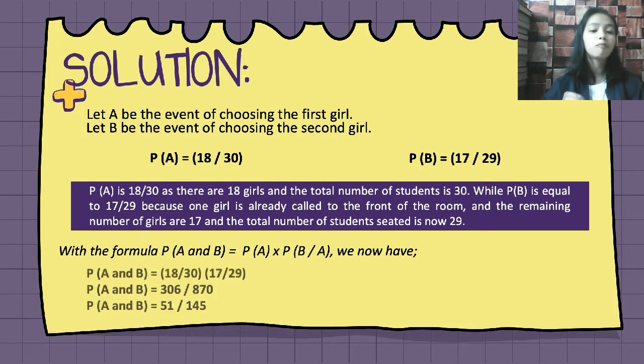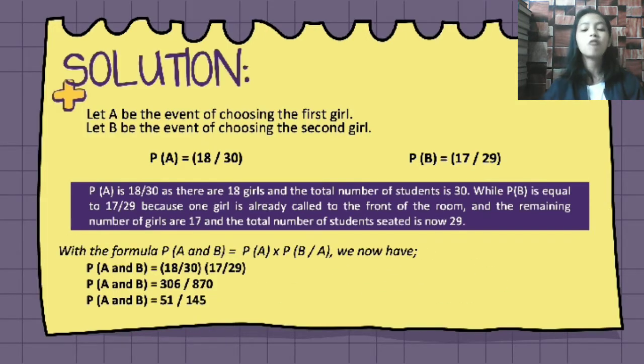Now that we have both separate probabilities, we can now follow the formula: probability of A and B is equal to probability of A multiplied by the probability of B taken after A. Substituting the values above, we now have the probability of A and B is equal to 18 over 30 multiplied by 17 over 29, which gives us the product of 306 all over 870 or 51 over 145 when simplified. Therefore, the probability of choosing both girls is 51 over 145.